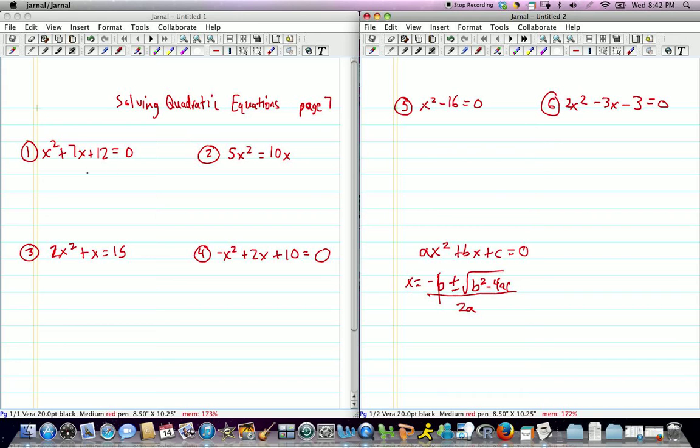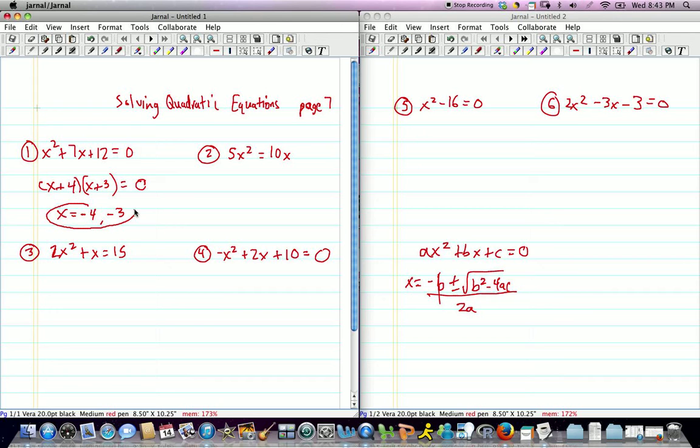Number 1 is factorable because I can look and say I have two terms that multiply to give me 12 and add to give me 7. And those are positive 4 and positive 3. So what I'm going to do is go ahead and factor that expression. And then once I factor that expression, I just take the opposite value. So this says x plus 4 equals 0. So therefore, x has to be the opposite of that to give me 0, which is negative 4. And then we apply the same logic. This gives me negative 3.